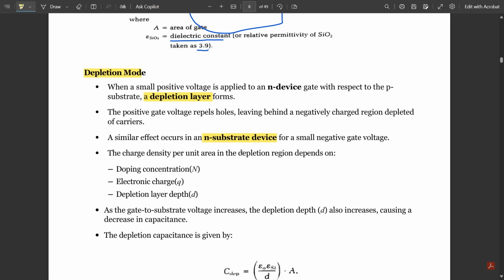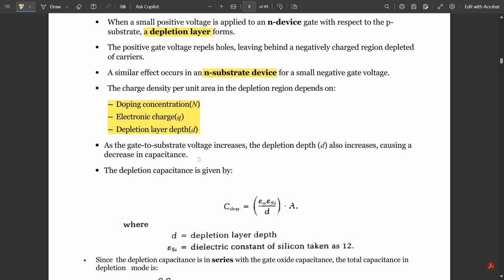The charge density per unit area in the depletion region depends on three terms: doping concentration, electronic charge, and depletion layer depth. As the gate to substrate voltage increases, the depletion depth D also increases, causing a decrease in capacitance. The depletion capacitance is given by epsilon naught into epsilon Si, the dielectric constant of silicon, divided by D, where D is the depletion depth, into the area. Epsilon Si is generally taken as 12.